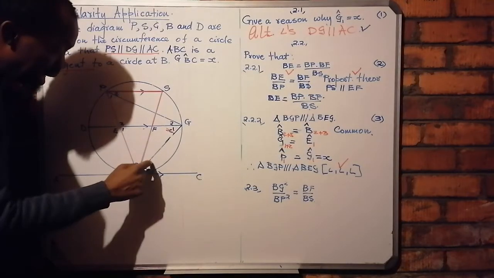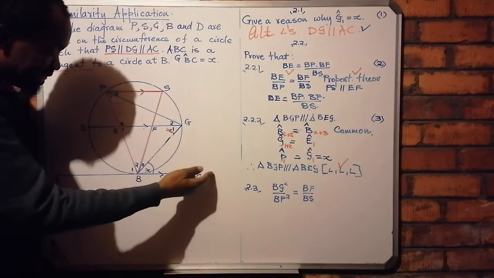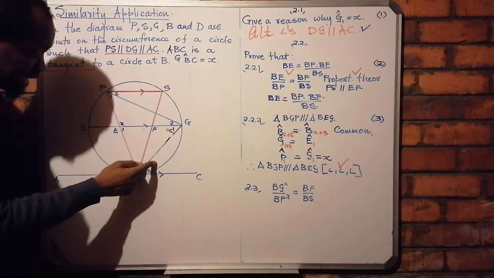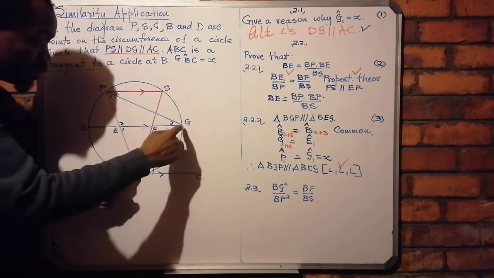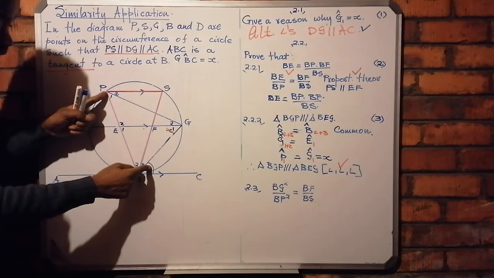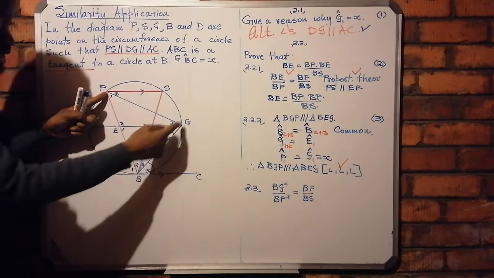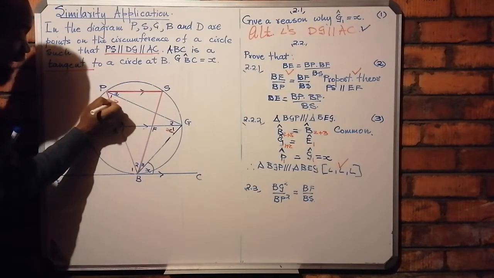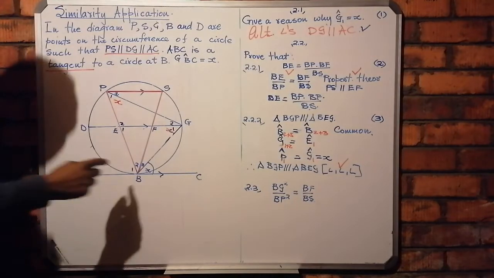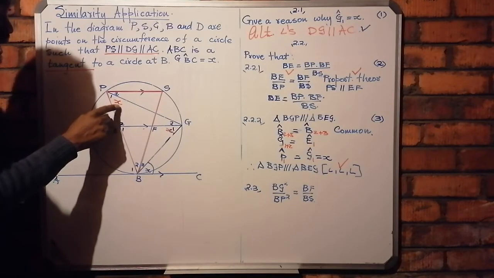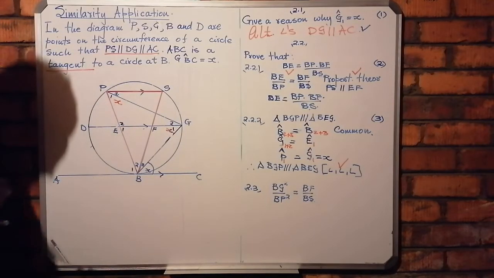The angle between the tangent and the chord, this angle, is equals to the angle which is subtended by the chord, meaning that this angle is equals to the angle which is subtended by the chord in the alternating segment. Then it means that this angle is equals to that angle. What is the reason? Tan chord.